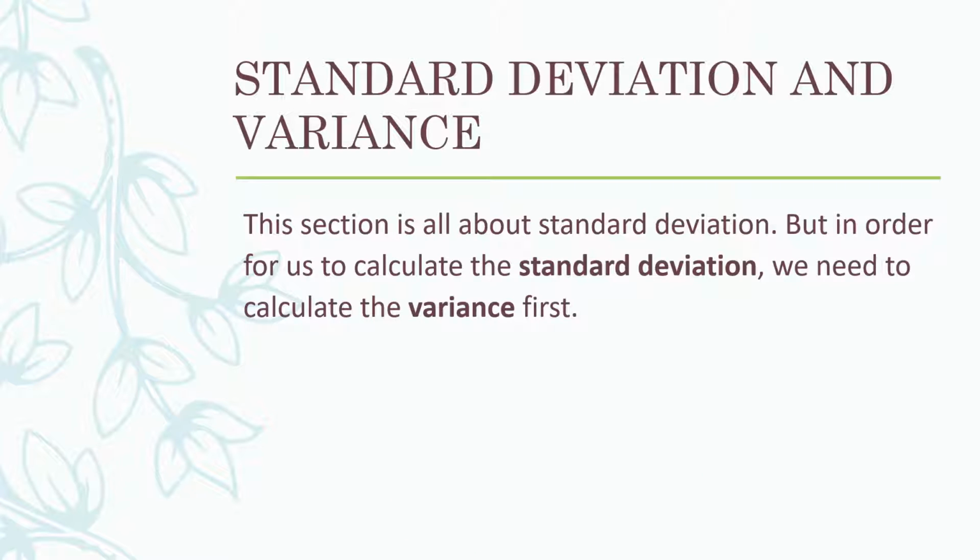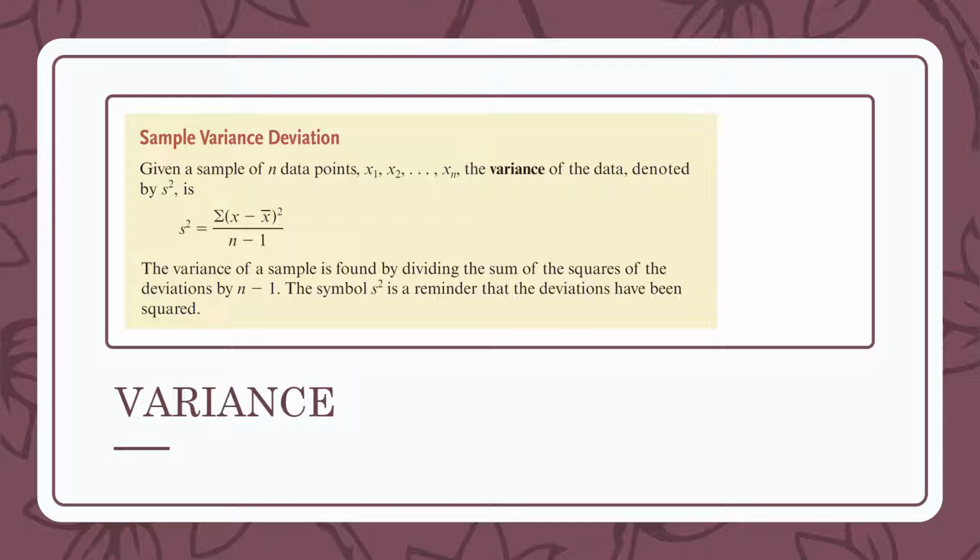All right, standard deviation and variance. This section is all about standard deviation. That's our end goal, is to find the standard deviation. But in order for us to calculate the standard deviation, we have to calculate something called the variance first, because the standard deviation is based off of the variance. Here's the formula for variance. It looks kind of complicated, but I'm going to show you how we can use a little table to help us calculate the variance, and it will make it a little bit easier to plug everything in.